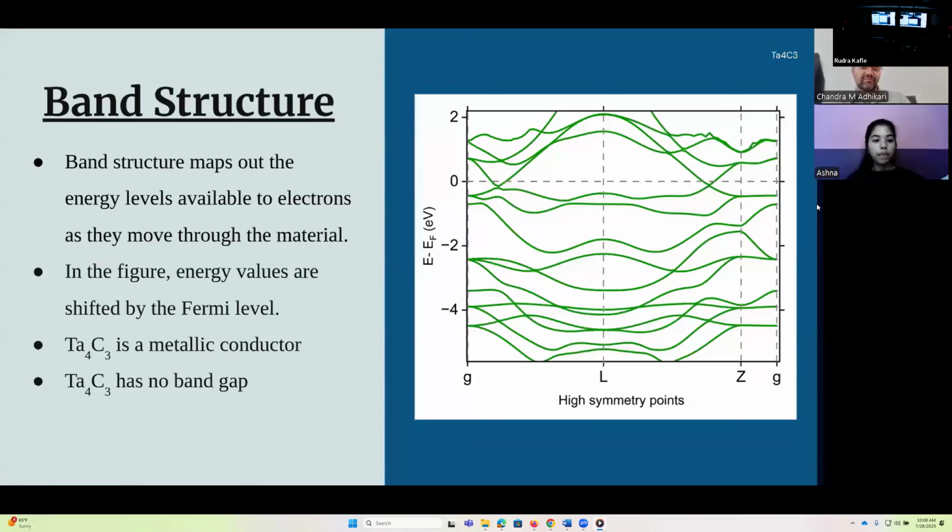Band structure. Band structure maps out the energy levels available to electrons as they move through the material. In the figure, energy values are shifted by the Fermi level. Ta4C3 is a metallic conductor, and Ta4C3 has no band gap, as you can see in this diagram.